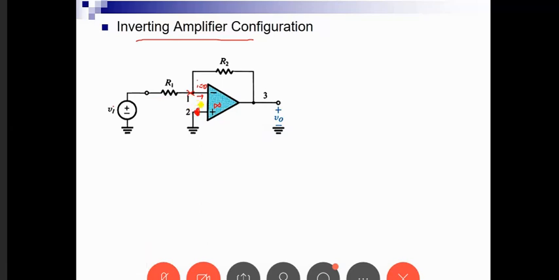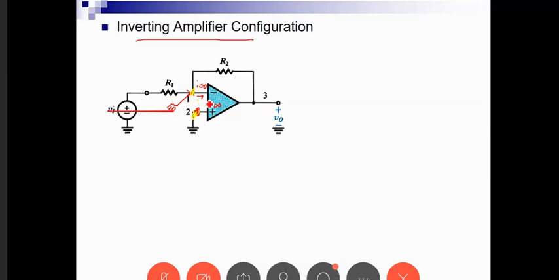So if this voltage is 0 here, this means I will have also 0 here. Okay, so we are going to assume now that node V1 is really a ground. Therefore I have a ground here. So this is also a ground. Now I will apply KCL.